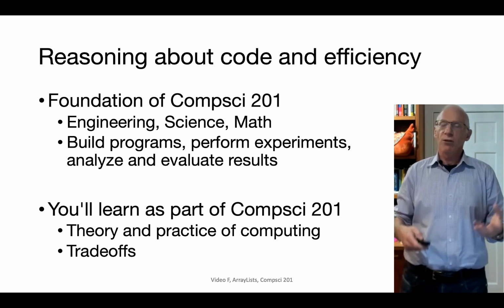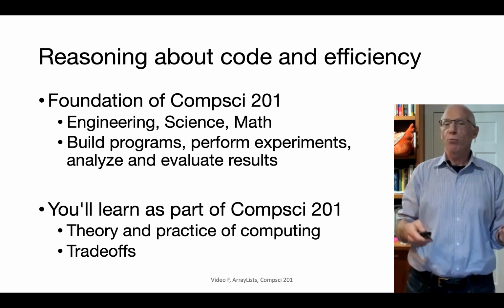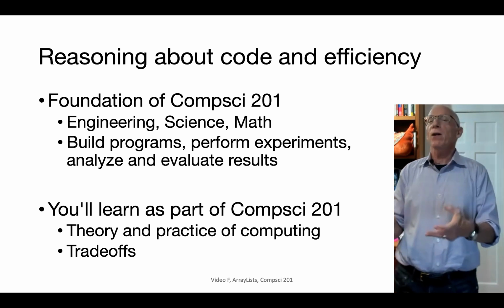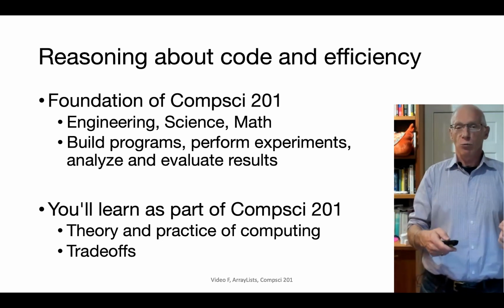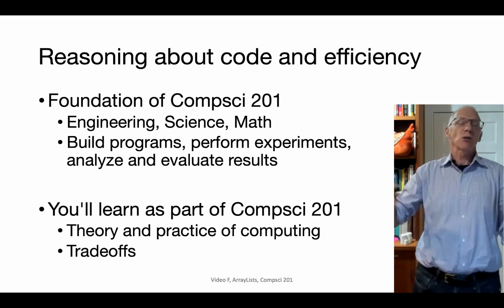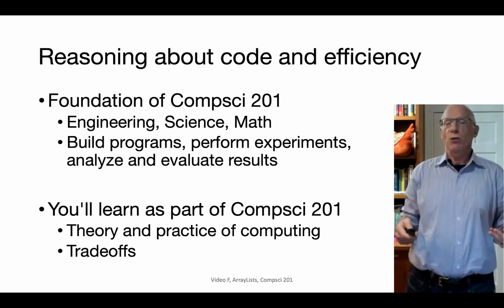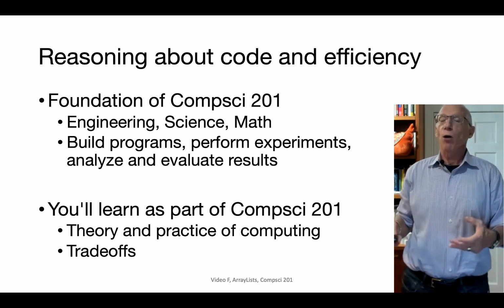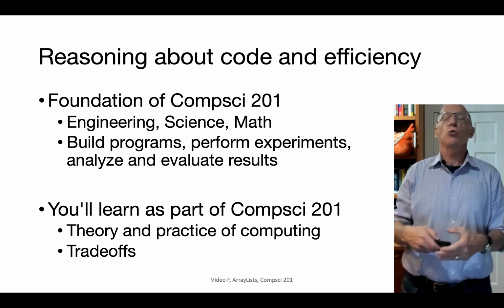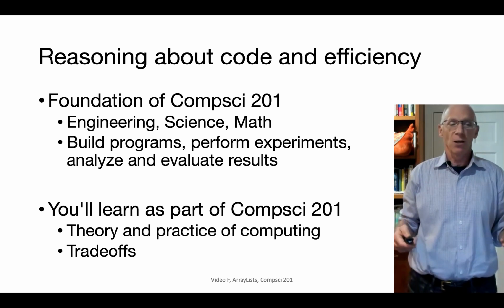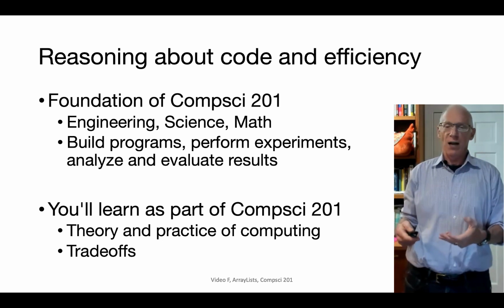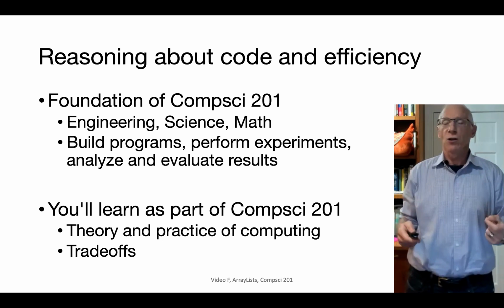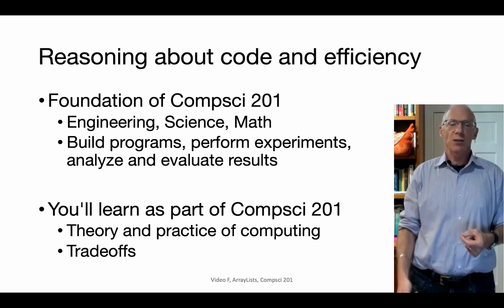We're going to use engineering, science, and math. We will build programs, perform experiments by running those programs with different inputs. We will analyze those results by looking at them, perhaps graphing them. We will evaluate those results. That's the engineering part. We'll also use some math and science to reason theoretically about these. So this theory and practice will be combined in our study of these different algorithms. These trade-offs are one of the cornerstones of Compsci 201.